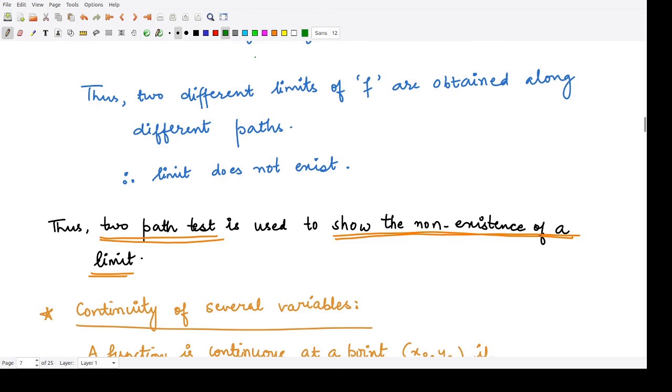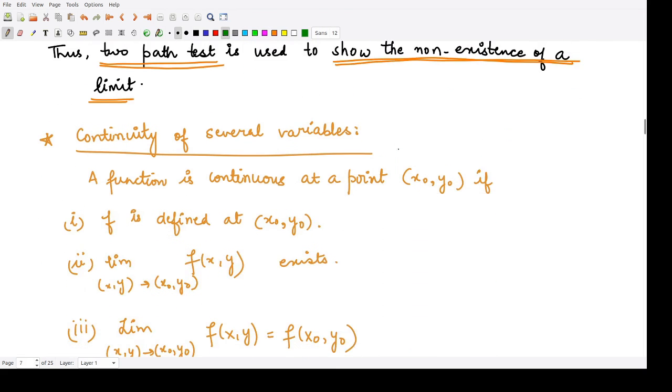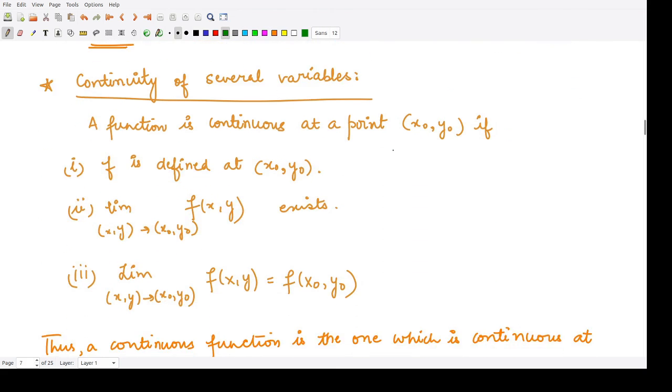So next we see the continuity of several variables. After studying this limit, we will see what is the continuity of several variables.